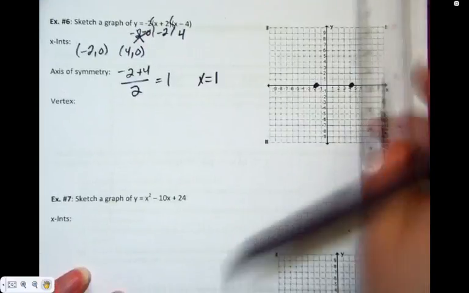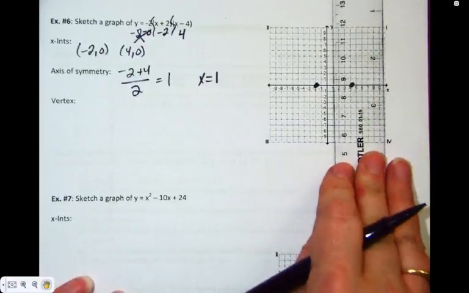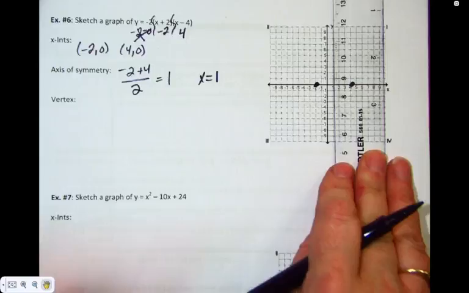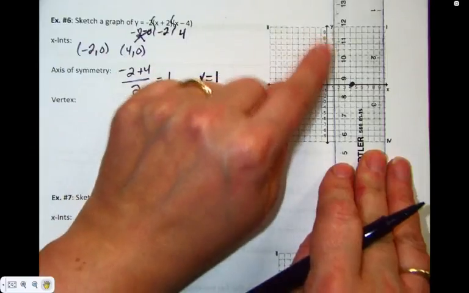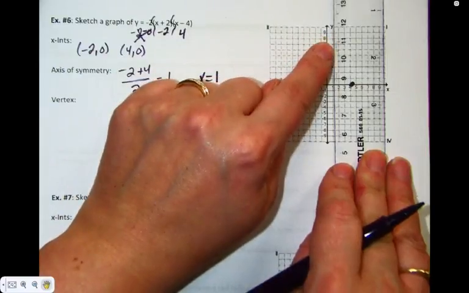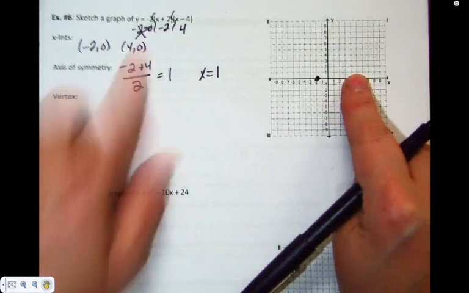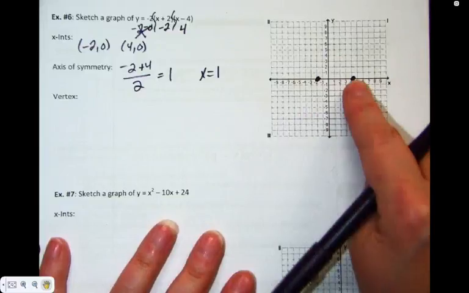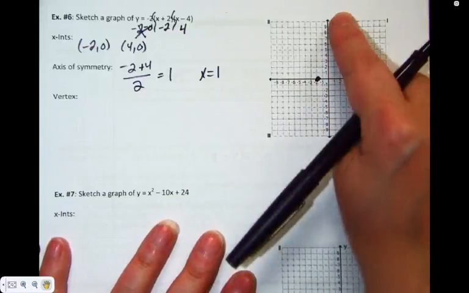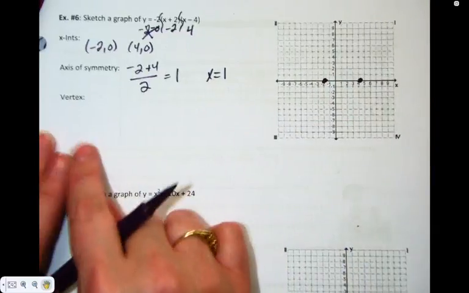So I know somewhere along this line is my vertex. The problem is I don't know where it is. I know it's got to be above the x-axis. How do I know that? How do I know that this is a down-facing parabola? Because of the negative up front. The problem is I don't know how high it is. I don't know if the vertex is down here, up here, way up here. I have no idea. That's why I need this last step.